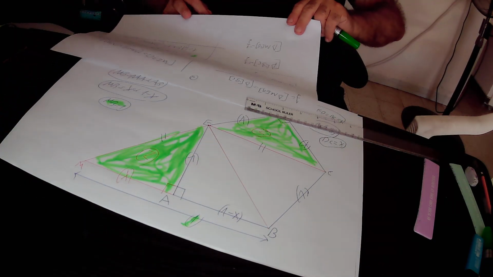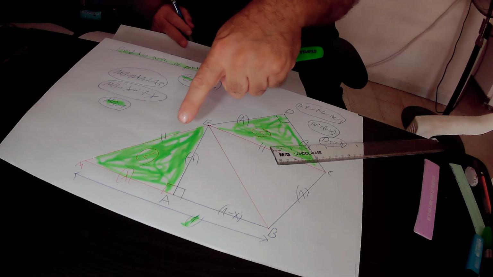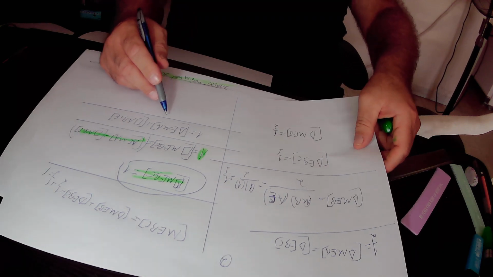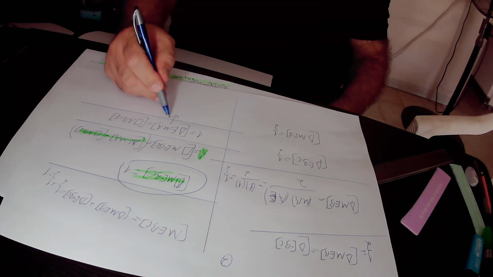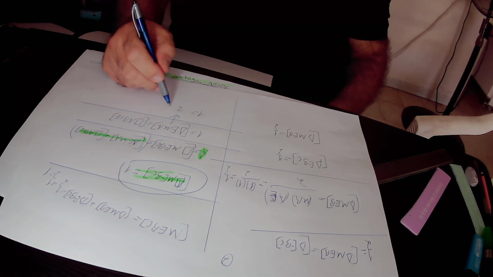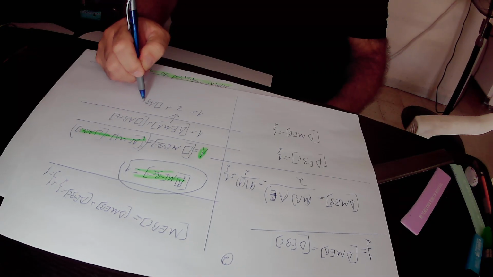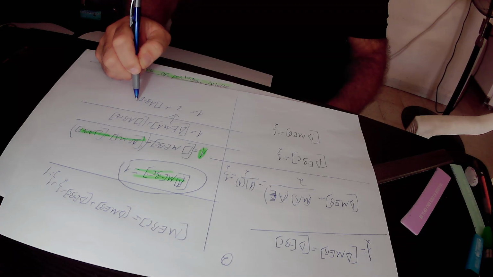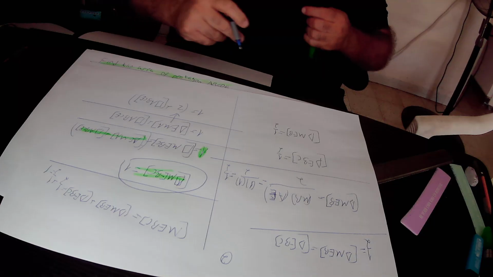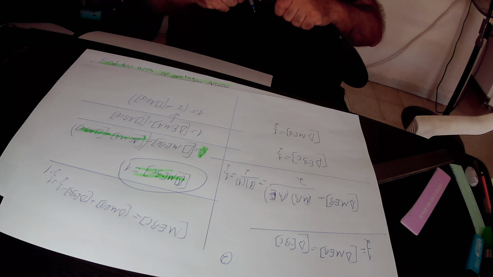But we already found out that the area of this green right triangle EMA equals Z. So we can substitute the area of triangle EMA by Z. And we get that 1 equals Z plus the area of this quadrilateral ABCE. So in total we found out that Z plus the area of quadrilateral ABCE equals 1.